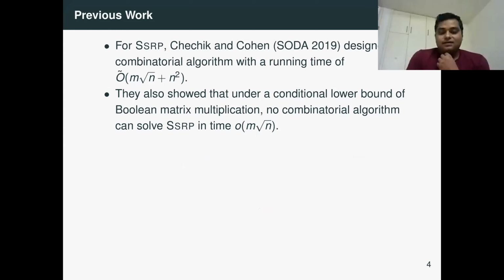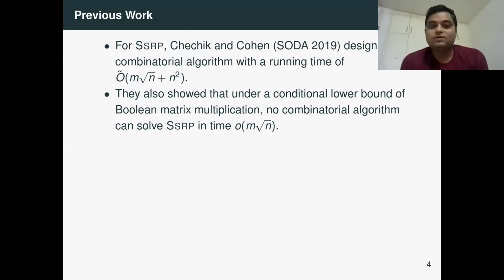There is actually a lot of work, but directly related to ours is the work of Chechik and Cohen in SODA 2019, where they designed a combinatorial algorithm for the SSRP problem, and the running time was m square root n plus n squared. Just to tell you, this n squared is kind of necessary because there is a single source, but the number of destinations is n, and there can be n replacement paths between a source and a destination. So the output that this algorithm has to give is itself order n squared. So this n squared in the running time is kind of forced. And they have this extra m square root n factor.